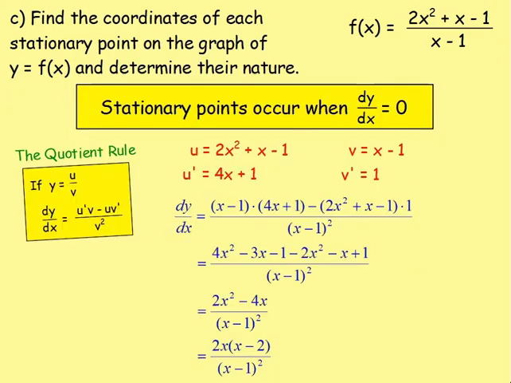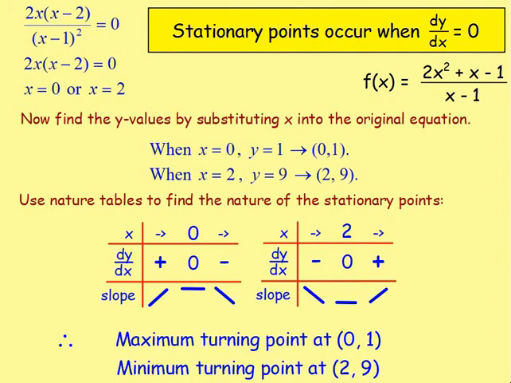After that, we then had to find the coordinates of the stationary points. For the stationary points, you know they occur when dy by dx equals 0. So when dy by dx equals 0, you're differentiating this. Because you've got one function in terms of x divided by one function in terms of x, you're going to be using the quotient rule, u dash v minus u v dash over v squared. Work that out, set that equal to 0 and solve for x.